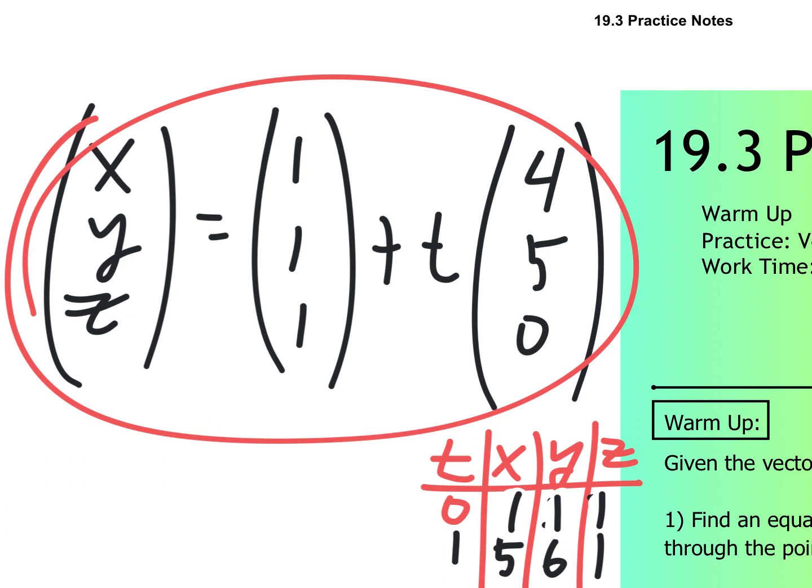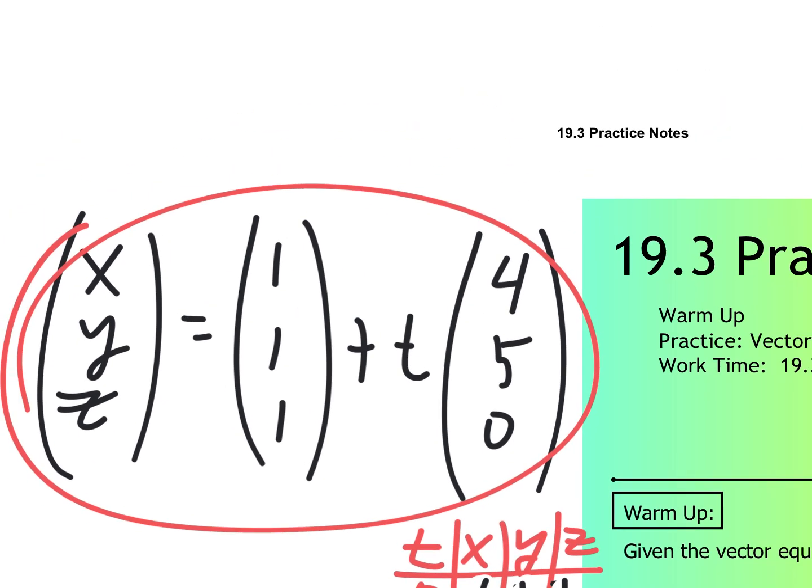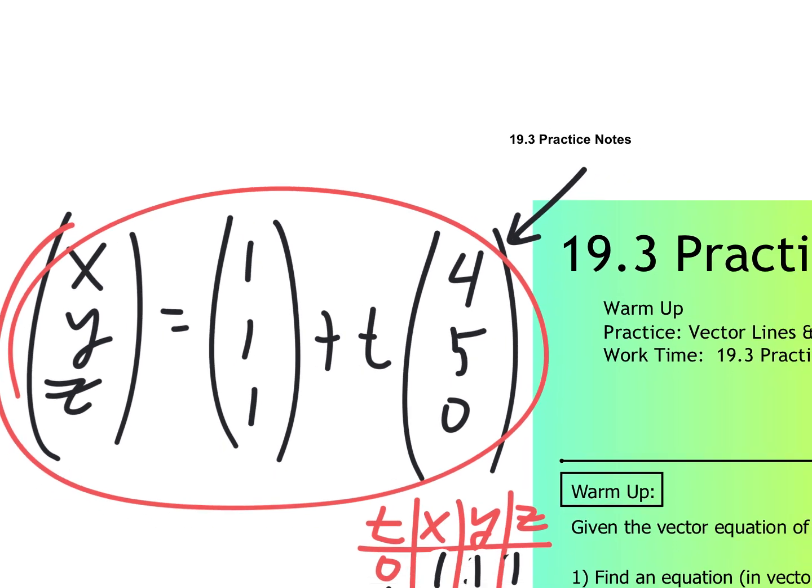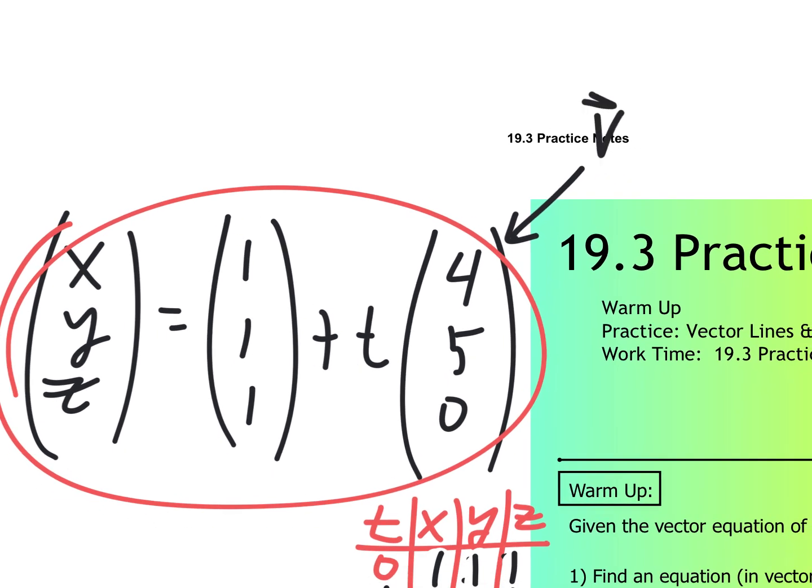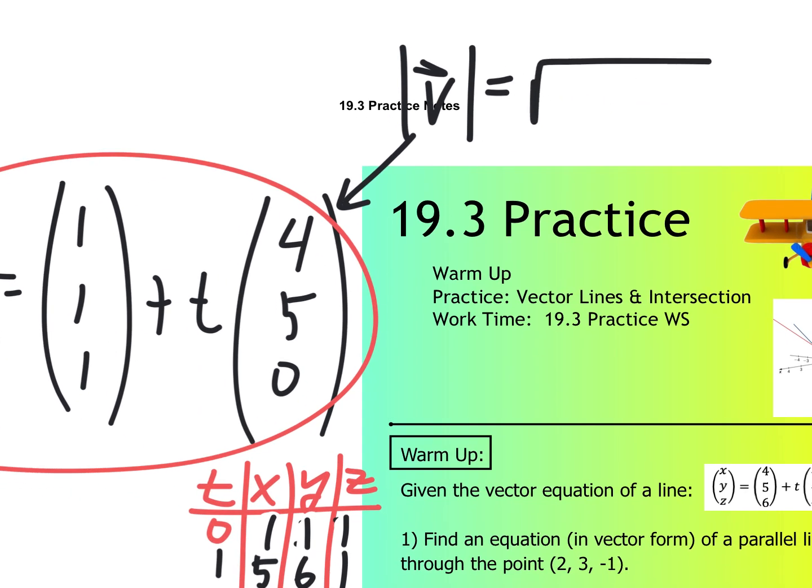Okay, good. Now, if I make this magnitude, if I called this vector v, the magnitude means you put these bars around it. You got to know that shorthand on the test. If we just put the bars around it, that means what's the magnitude? That's going to be the square root of 16 plus 25 plus 0. So, the square root of 41. Raise your hand if you had square root of 41.